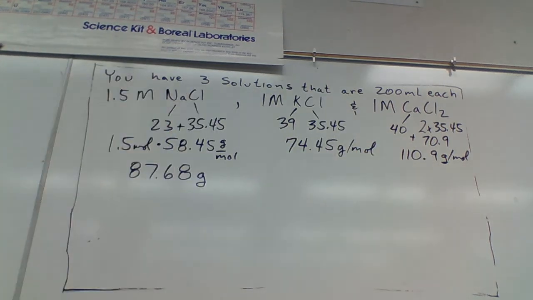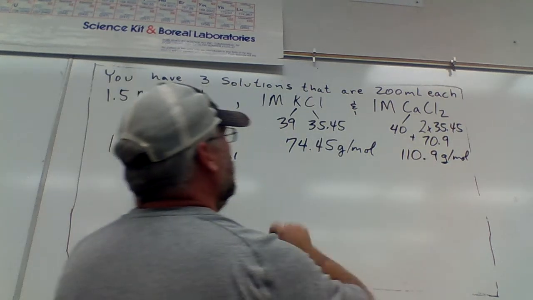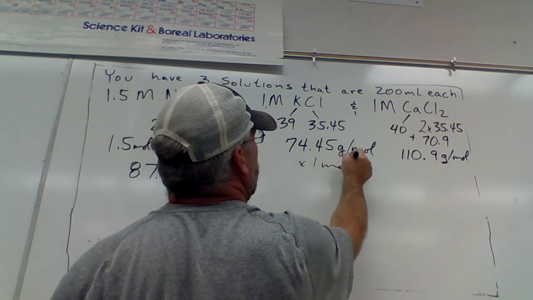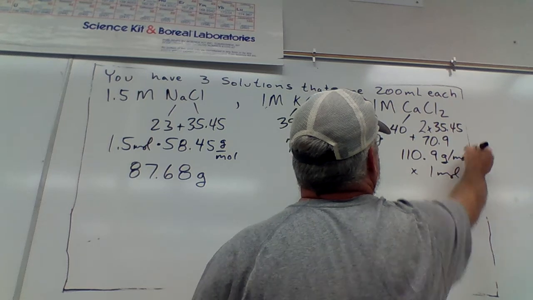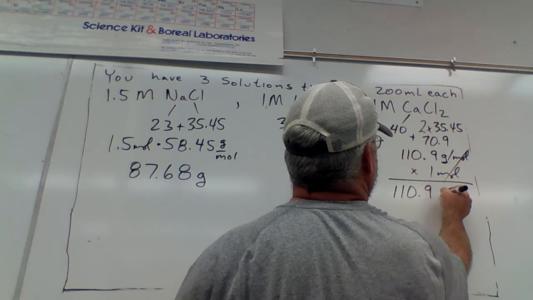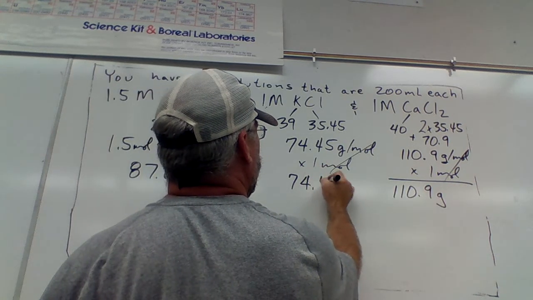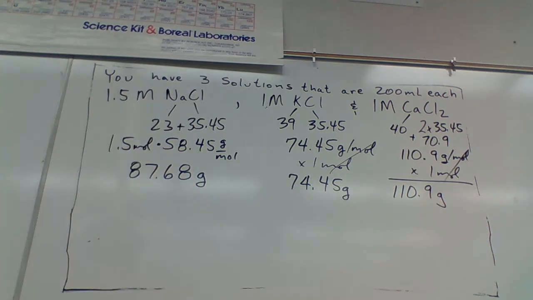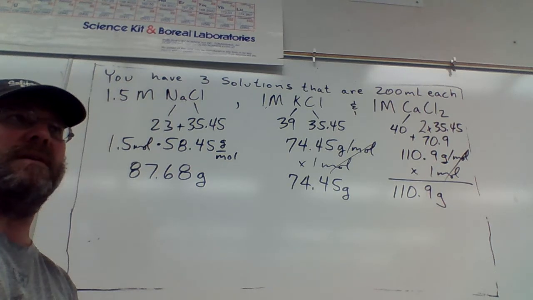So, sorry, it's not grams per mole. Oh, yeah, it is grams per mole. And now I have 1 mole of it. So multiply that by 1 mole. The mole's going to go away. Multiply that by 1 mole. Mole's going to go away. And what I would end up with is 110.9 grams there. And here I would end up with 74.45 grams.